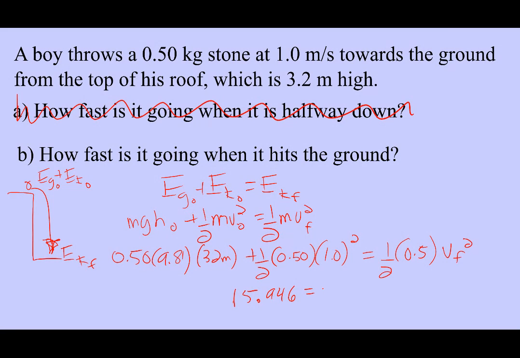15.946, and that's equal to 0.25. That's just half of 0.5, V final squared. So now I'm dividing it by 0.25, and then I'm hitting square root. And in the end, I'm just finding a space to write my answer. My V final is 7.99 or even 8.0 meters per second.